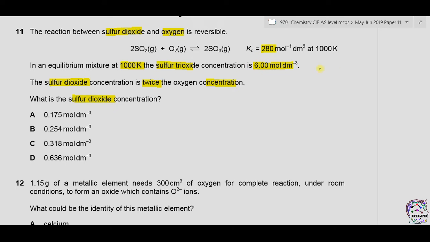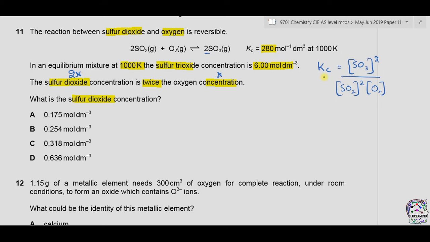Let's use the formula for equilibrium concentration Kc. So Kc is equal to concentration of product, which is SO3, raised to the power its number of moles, which is 2, divided by the concentration of reactants, which is SO2, raised to the power its number of moles, and multiplied by the concentration of oxygen, raised to the number of moles, which is 1. As sulfur dioxide concentration is twice the concentration of oxygen, so if the concentration of oxygen is taken as X, then sulfur dioxide will be 2X.